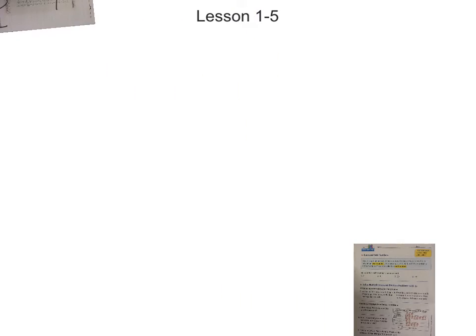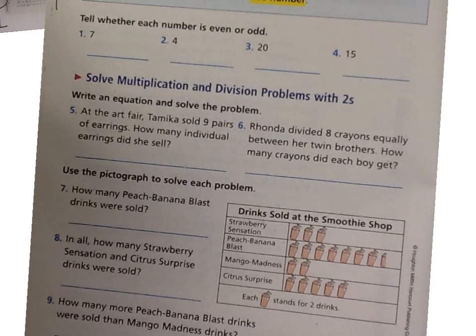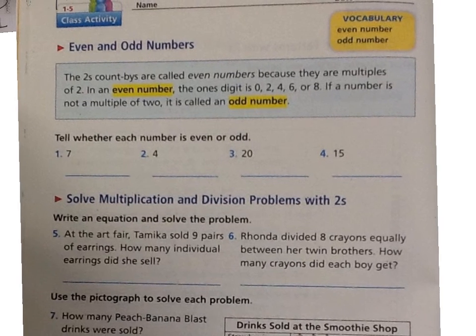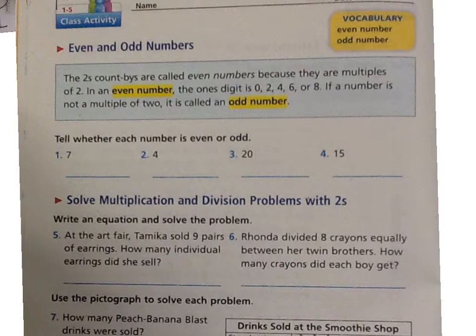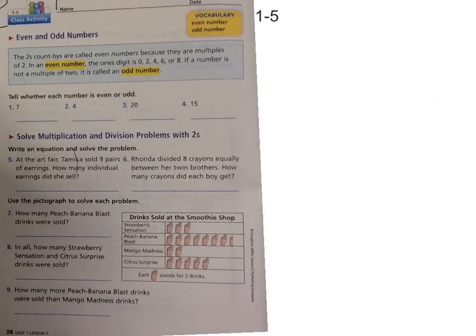I'll let you play around with that later, but the most important thing is I want to get to our page 28, even and odd numbers. The 2's count bys are called even numbers because they are multiples of 2. Like 2 count bys are 2, 4, 6, 8, 10, 12, 14, 16, all the way up to whatever. And an even number, the 1's digit is either a 0, 2, 4, 6, or 8. So anytime a number ends with the digit 0, 2, 4, 6, 8, it's an even number.